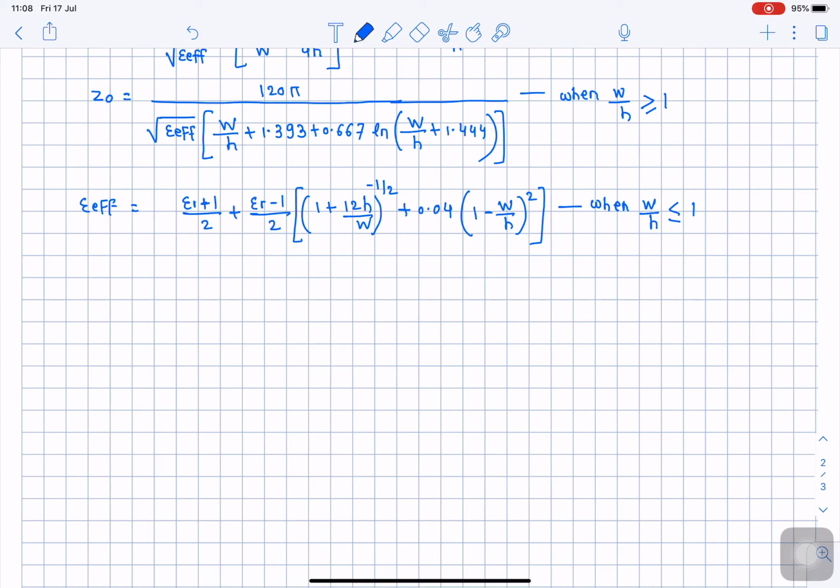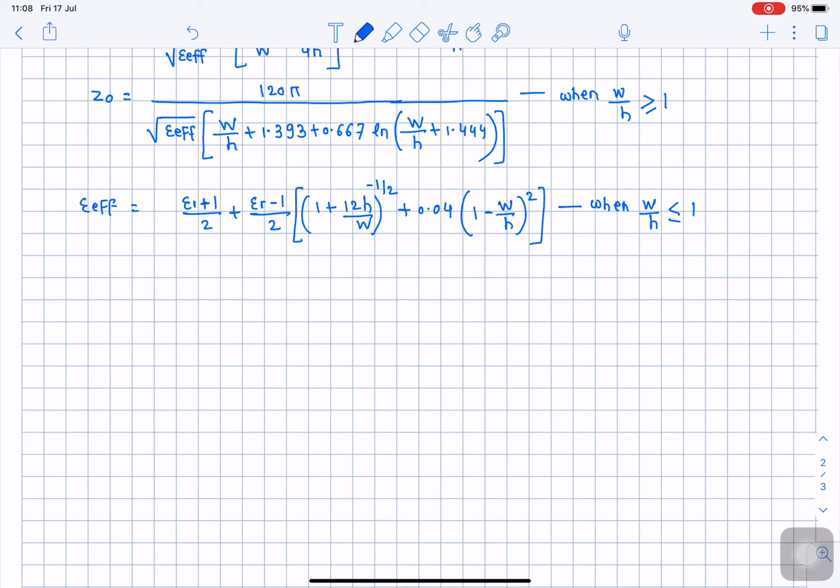Epsilon effective stands for the effective dielectric constant. Now please remember, as we saw in a typical example of designing a microstrip transmission line, the effective dielectric constant will always have a lesser value than the original dielectric constant.